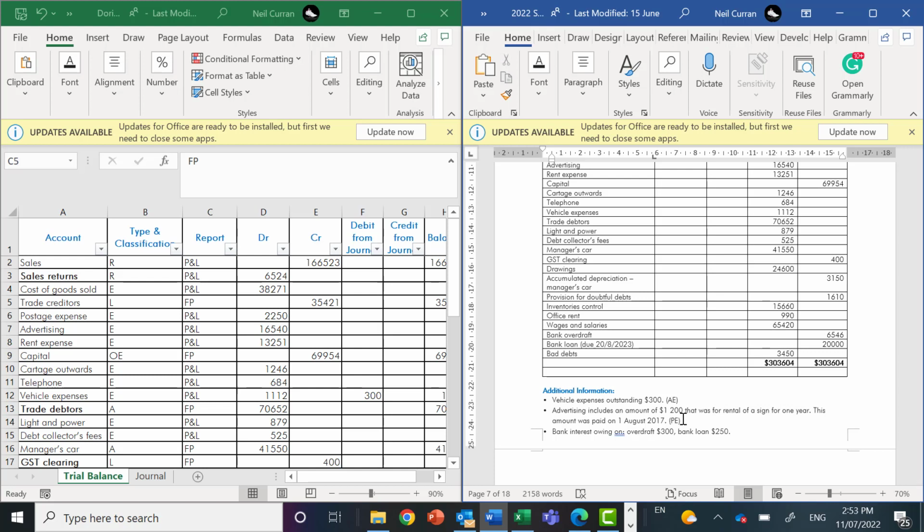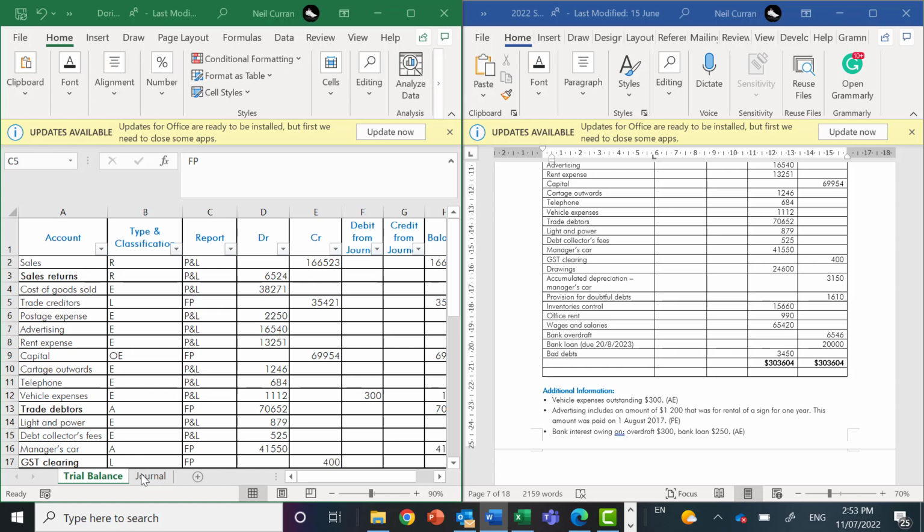In other words, paid in advance and things like that. Bank interest, as we know, is an expense, and we've got the word owing again, and therefore it is an accrued expense. So that is your step number 3, to work out what type of balance day adjustments your additional information actually is.